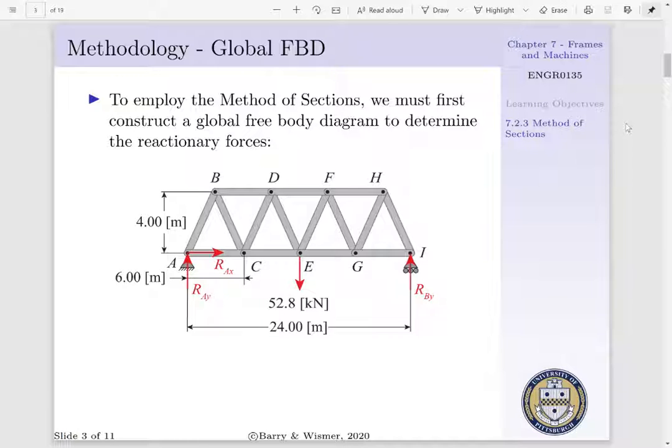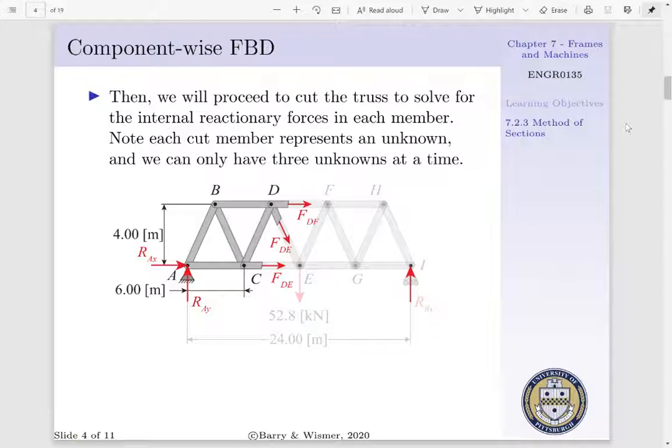This is the same as we did in the method of joints. For instance, if we revisit the truss structure from lecture 23, we can determine the reactionary forces RAY and RAX at pin A and RBY at a roller support. Then we will proceed to cut the truss to solve for our internal reactionary forces in each member. Now note, each cut represents an unknown, and we can only have 3 unknowns at a time, for we only have 3 equilibrium equations: the summation of forces in the x direction, the summation of forces in the y direction, and the sum of the moments about a point. Thus, we have to be very selective about our cuts.